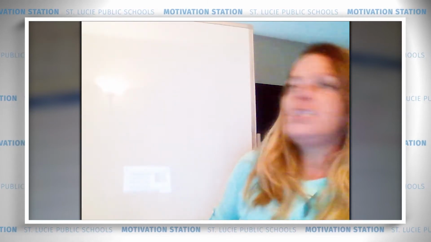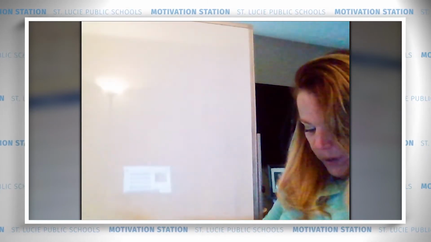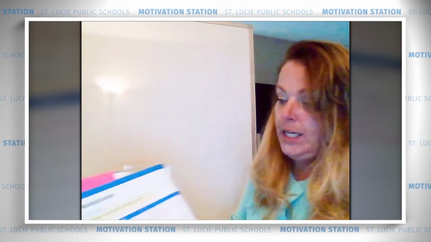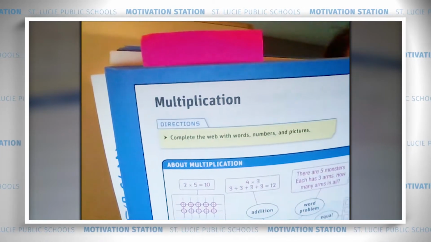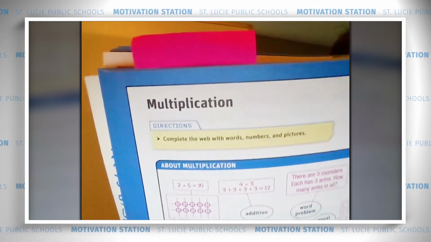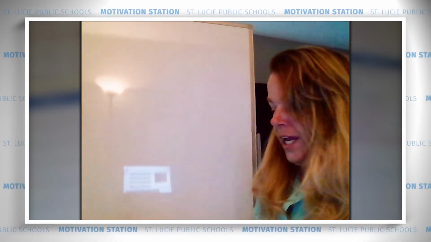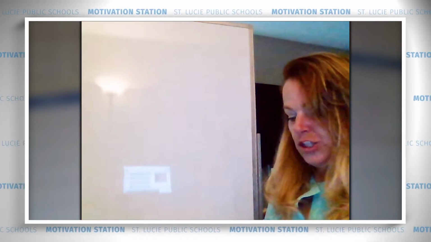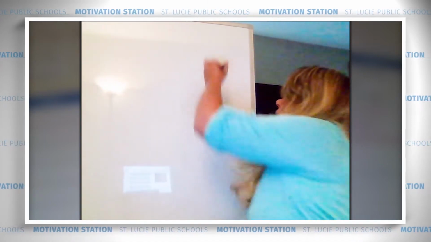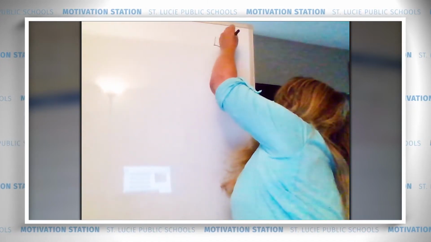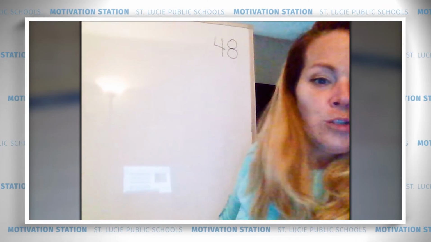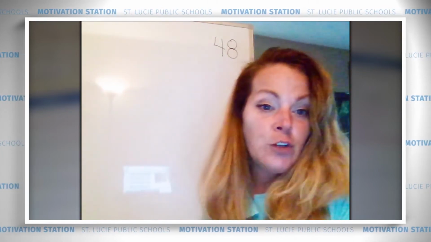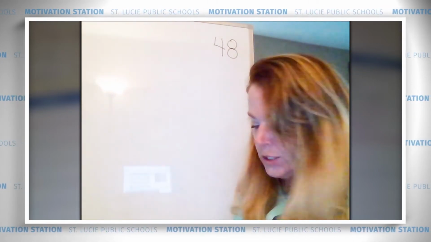We're going to do that with a circle map. You're going to go ahead and turn to page 48 in your workbook. It has a title of multiplication at the top, and they want us to follow the directions. Go ahead and turn to page 48. You're going to write in your book right along with me. If you don't have your book, use a piece of paper and a pencil.